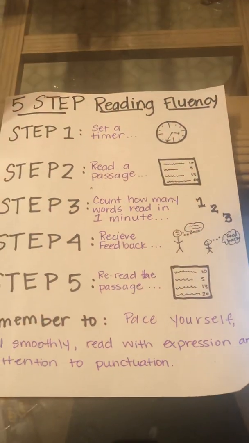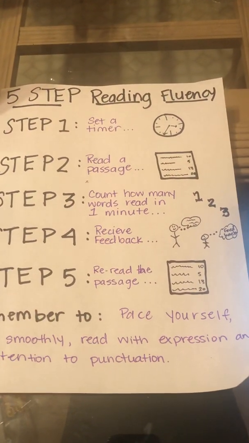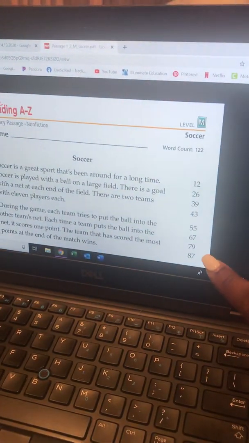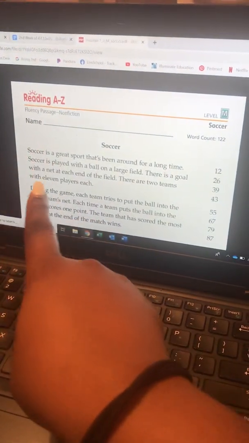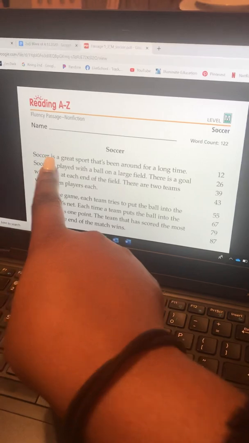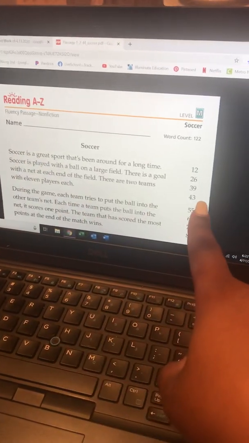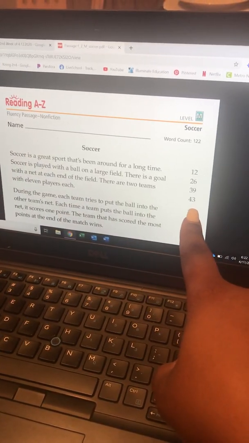Step 3. Count how many words read in 1 minute. At the end of each line in your passage, it tells you how many words were read. For example, if you read the first paragraph from soccer to each, that means you would have read 43 words in 1 minute.